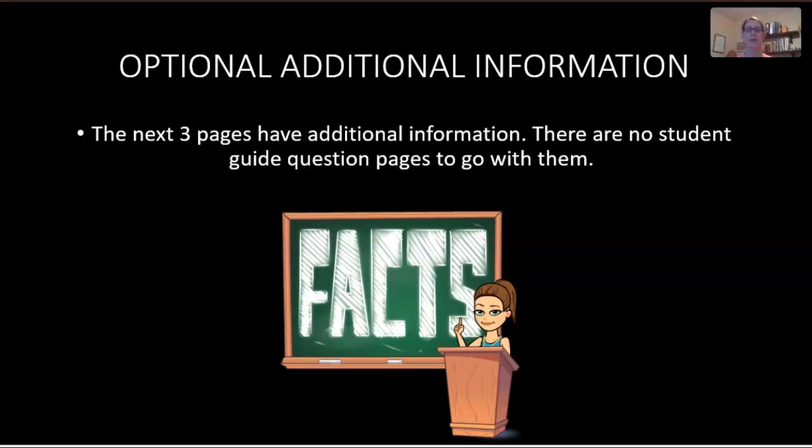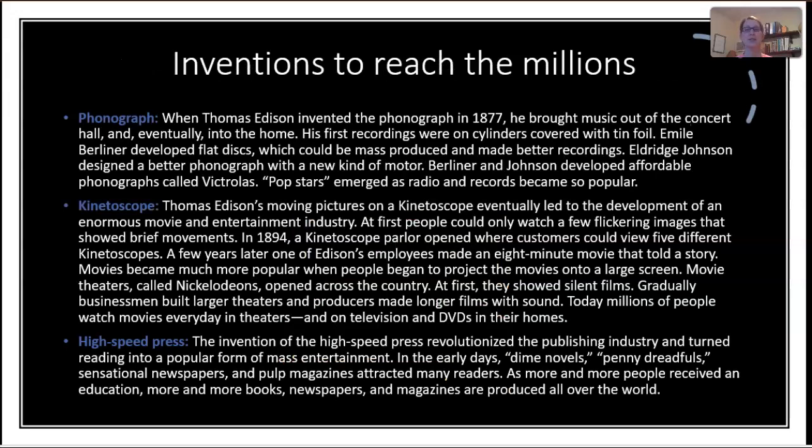Optional additional information. The next 3 pages have additional information. There are no student guide question pages that go with them, but they are there for additional information for you to look at. This is just some additional information on the phonograph, the kinetoscope, and the high-speed press. So I would highly recommend, again, when you're watching this on your own, to take a pause and read through this slide.